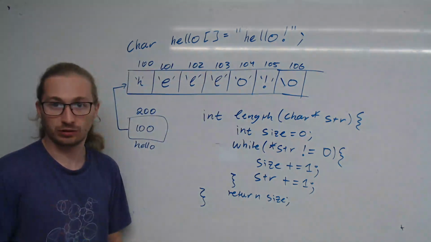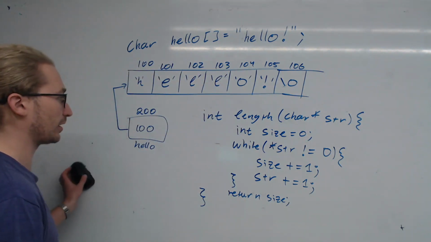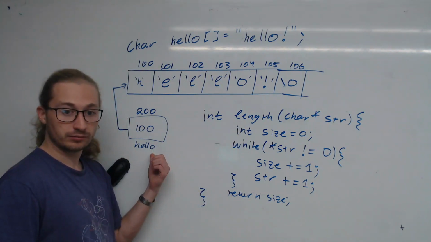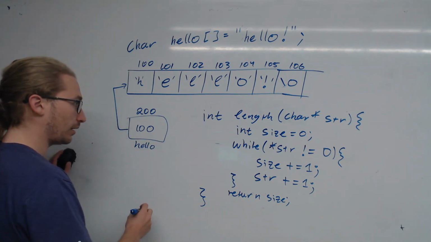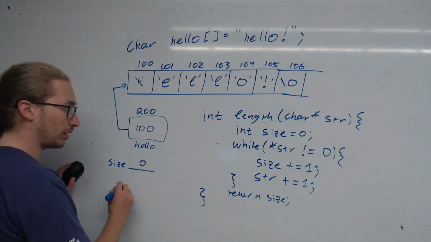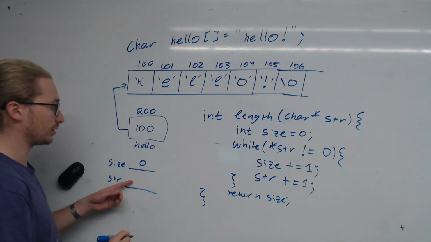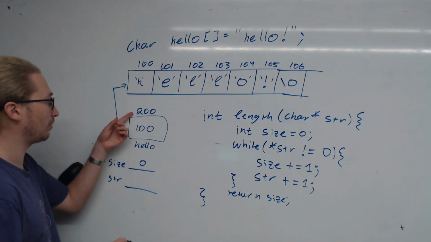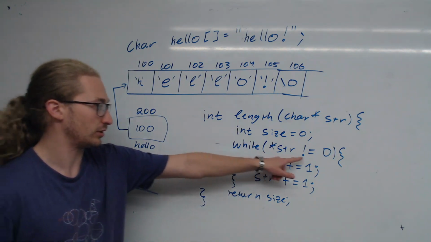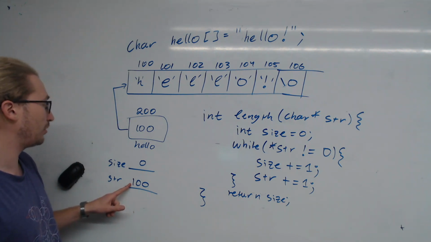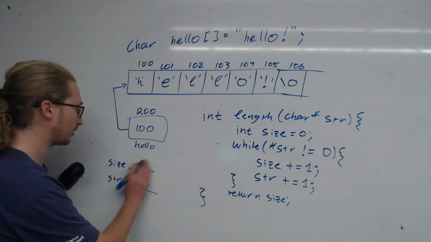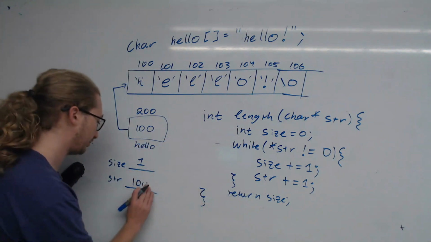Okay? So let's check that this function works by running it on this example string here. So I suppose I've got a pointer, I'll call length on hello. Hello is a char pointer, so that all matches up. And so let's run the function. So we have size initialized to 0, and my pointer stir is the same value as hello, which will be the number 100. Okay, so while dereference stir is not 0, so if I dereference stir, what lives at memory address 100? The ASCII character H, which is some non-zero number. So we enter the while loop, plus 1 to the size, plus 1 to stir.